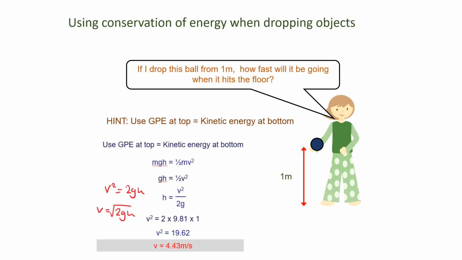The starting point here is to write down mgh equals a half mv squared. What we can then do is simplify that. It's the same mass on each side. We can then multiply through by 2, which gets rid of the half, and then square root that. So we get v equals the square root of 2gh. And if we put the values in, we get a velocity of 4.43 meters per second.